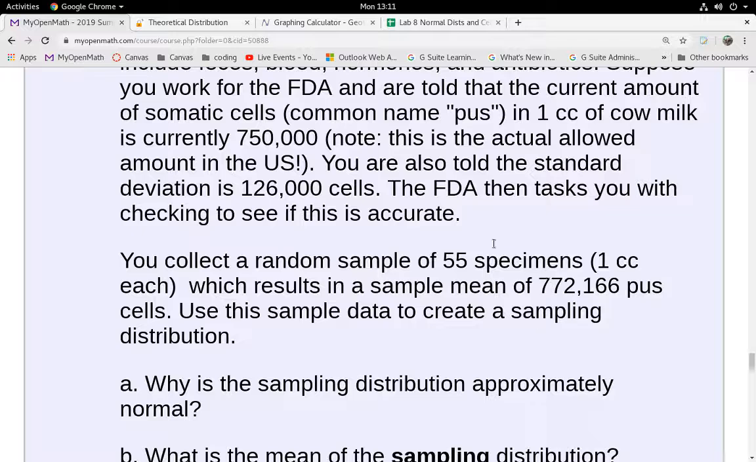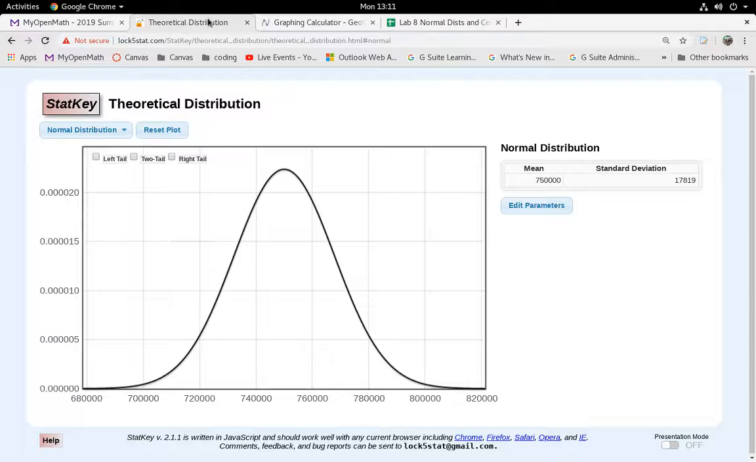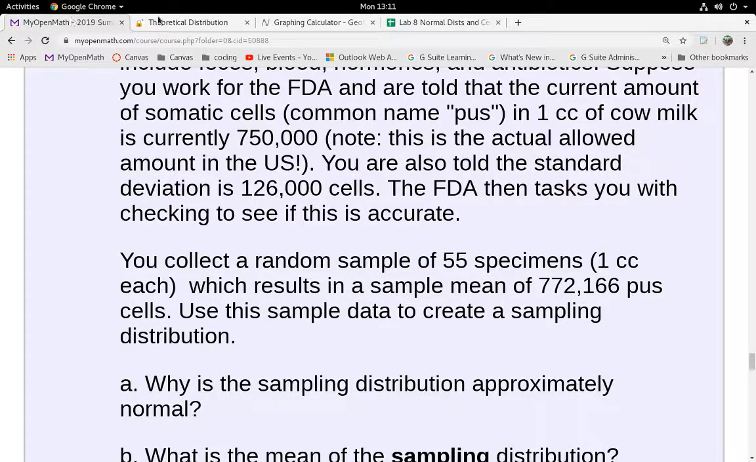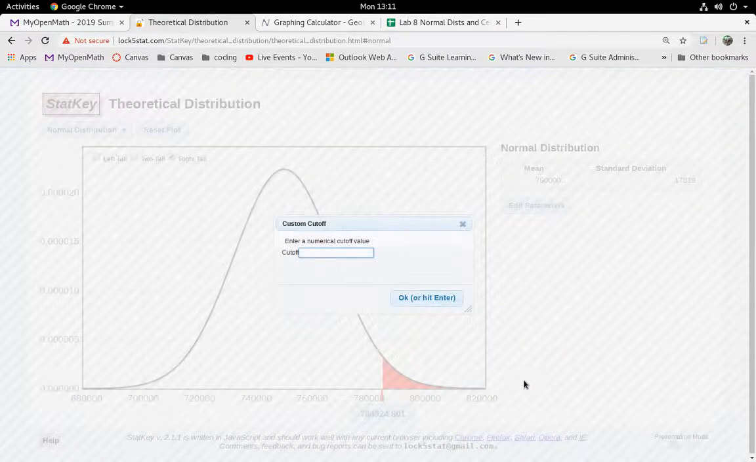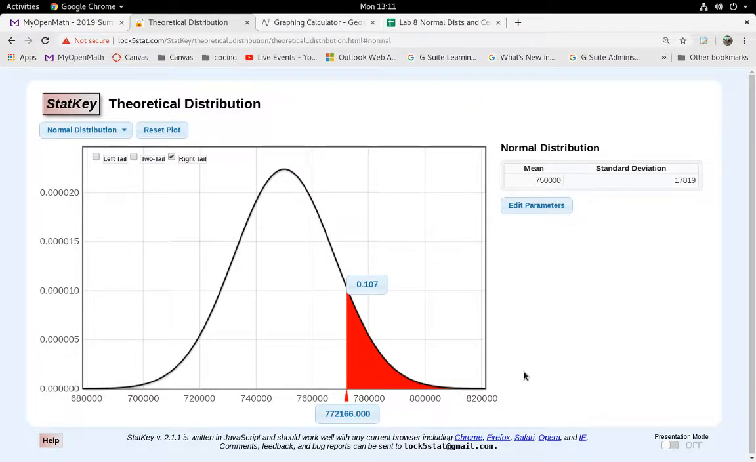All right, so let's plug it in. Since that's above average, that means I'm doing a right tail. If it was below average, I would do a left tail. And then I enter my number, which was, again, 772,166. Enter. And I find that almost 11% of samples of size 55 will have a mean of 772,166 pus cells per 1 cc or more.